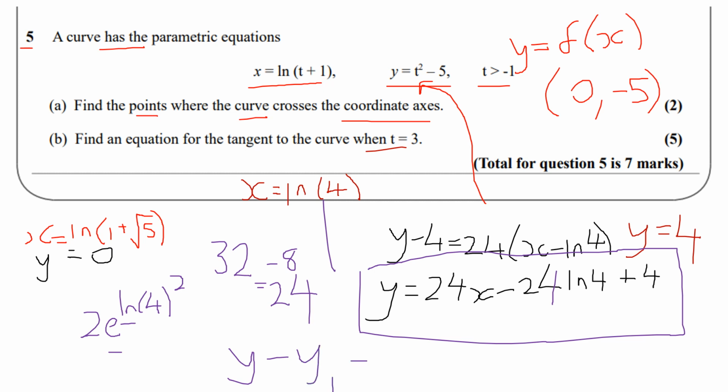Once you have your gradient and then a pair of coordinates, all you do is bang it into this formula, and rearrange it so it's in the form y equals mx plus c, or in the form that your exam board wants, whether it's y equals mx plus c, or ax plus by equals c, or ax plus by plus c equals 0. Either option.